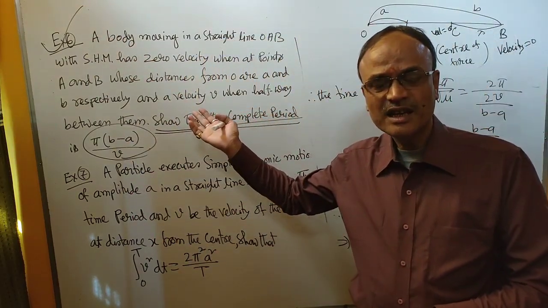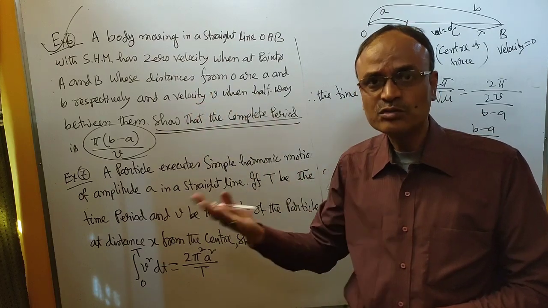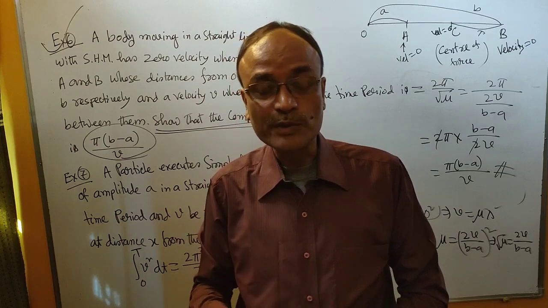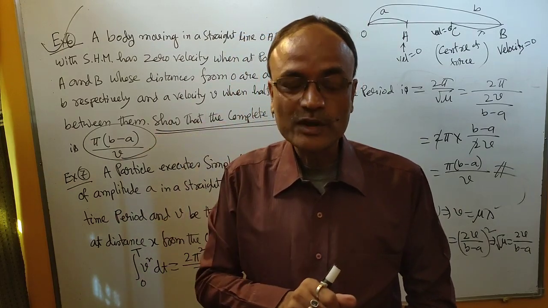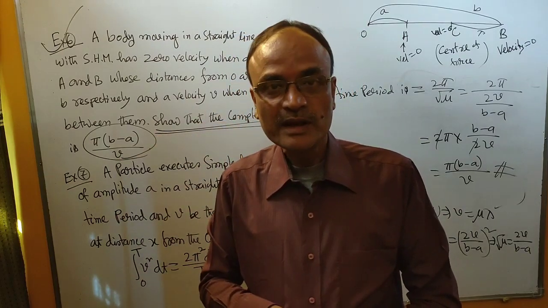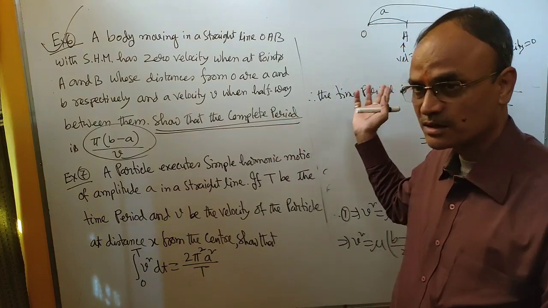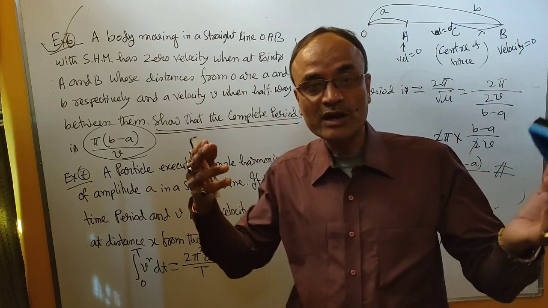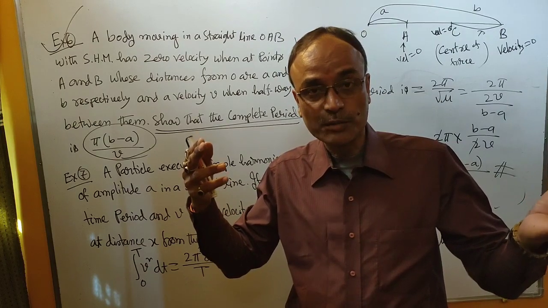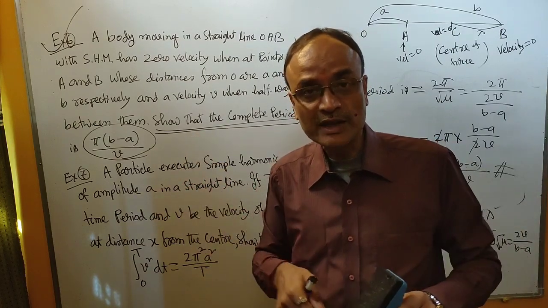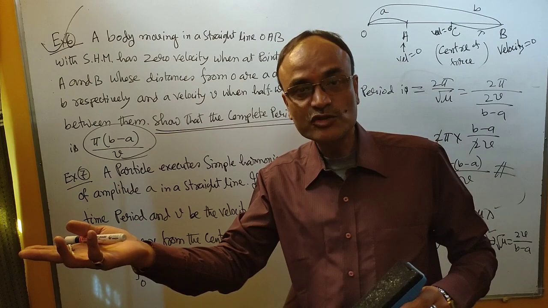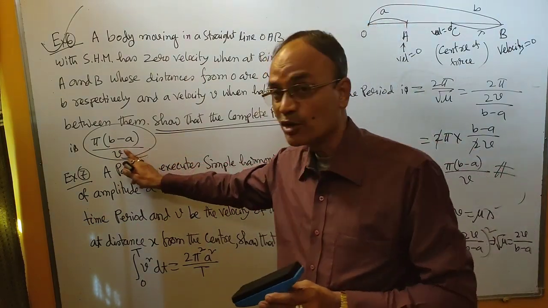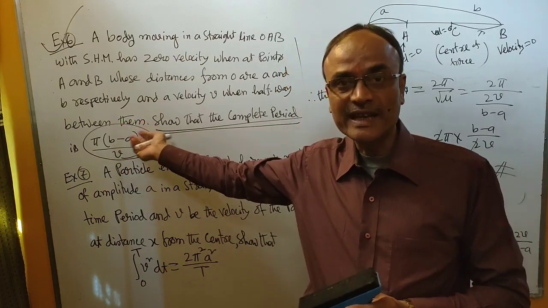What is this? You have to find the time period. You should know the formula for time period: twice pi by root mu. You have to find the value of mu or root mu. Given the velocity at the middle point, that is, the velocity at the center of force, when x is equal to 0, velocity is given. You have to find the time period in terms of V. Also A and B are given.